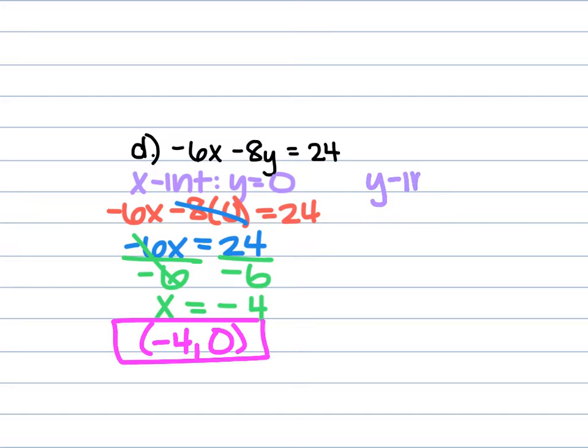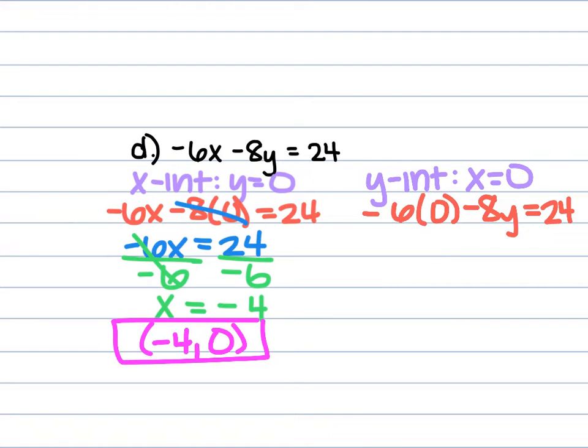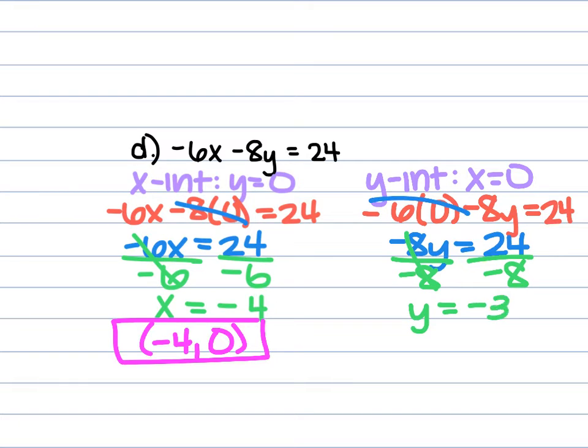For our Y-intercept, we're plugging in 0 for x. So this is going to give us negative 6 times 0 minus 8y equals 24. The negative 6 times 0 cancels, so negative 8y is equal to 24. Divide each side by negative 8, and we're going to have y is equal to negative 3. So this is going to be 0, negative 3.